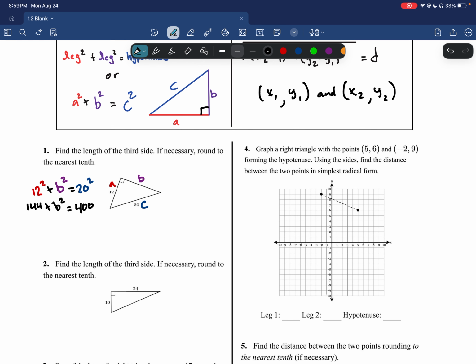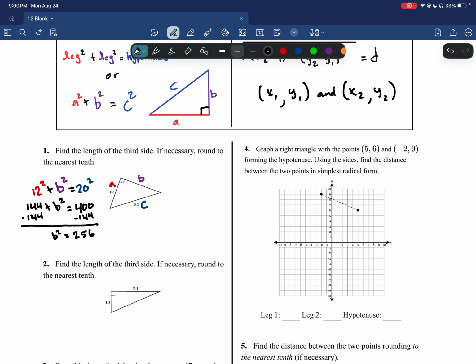All right, well, I'm trying to solve for B, so I'm trying to get this all by itself. So I'm going to get rid of this 144. Well, I can do that by subtracting 144 from both sides of my equation. When I subtract 144 from both sides of my equation, I get B squared is equal to 400 minus 144, which is 256.